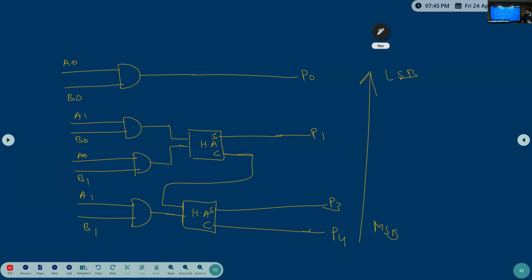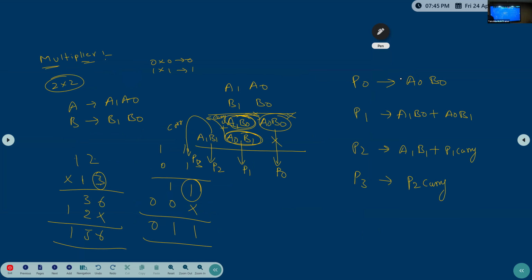Remember, when the multiplier comes, people will specifically ask why you are using a half adder. Why not an OR gate? You are not representing the circuit logic. What I am saying here is that you are adding two binary bits. You are not generating the logic; you are adding two binary bits and taking that product.